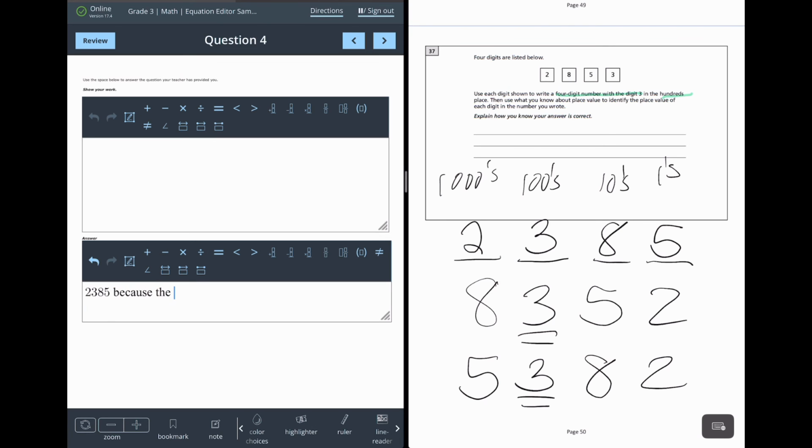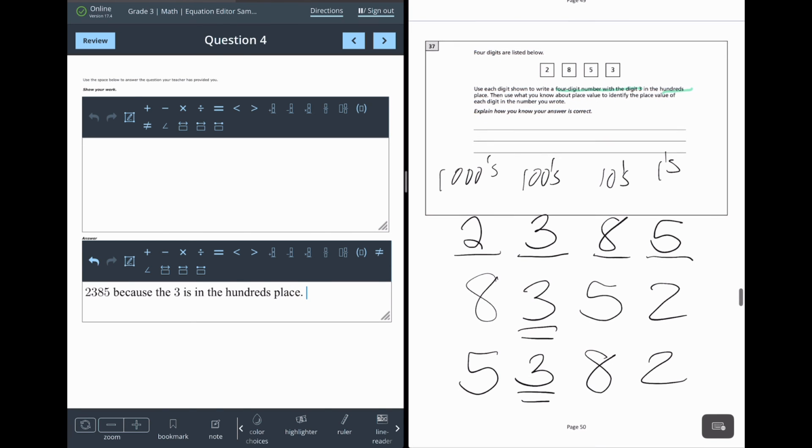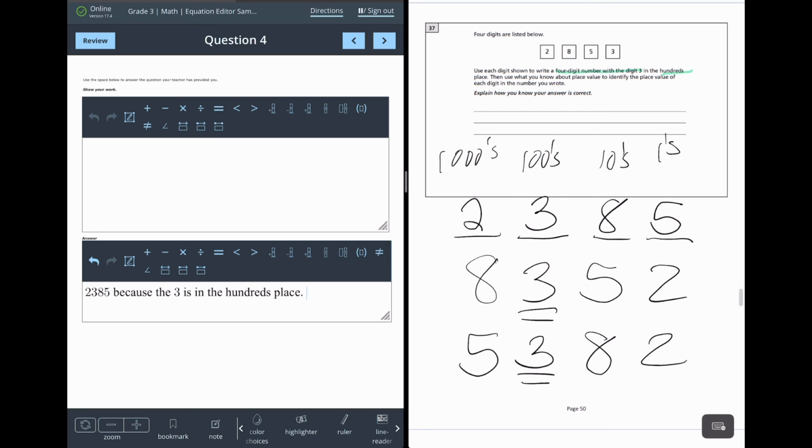Because the 3 is in the hundreds place. So let's see if that's enough of an answer. And then use what you know about place value to identify the value of each digit. Okay. 2 is 2000. 8 is 80. And 5 is 5, or 5 ones.